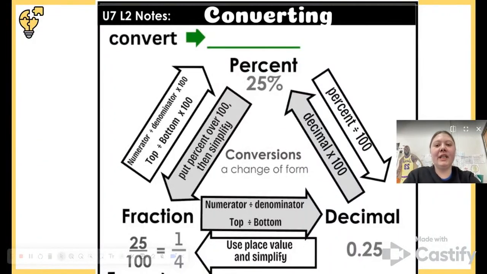Hello, today we're in our Unit 7, Lesson 2 notes. We're going to convert between percents, decimals, and fractions.